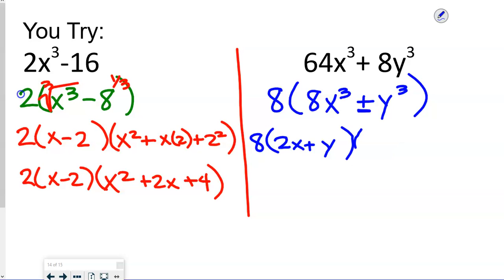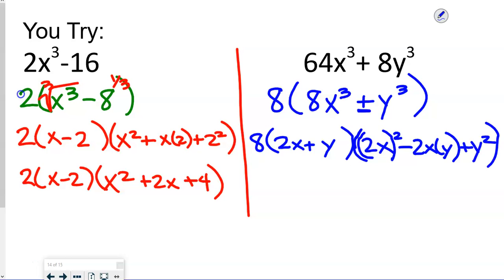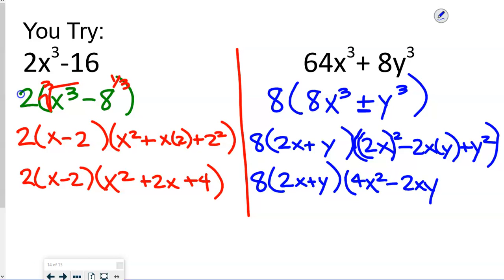All right, we'll try this again. 2x squared. Then we're going to do, see, almost did it again. This has got to be a minus, y'all, because the first one was a plus. This is minus, and then we're going to multiply the 2x times the y, and then we're going to do plus y squared. So this would be 8 times 2x plus y. 2 times 2 is 4, so this can be 4, and x times x is x squared, minus 2xy, and y squared is obviously y squared.